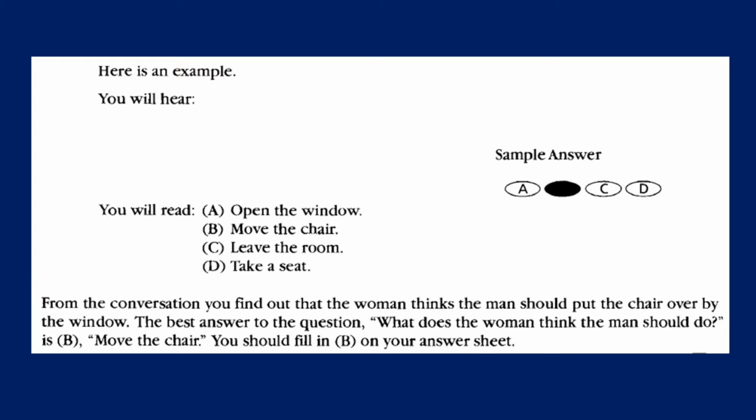From the conversation, you find out that the woman thinks the man should put the chair over by the window. The best answer to the question, what does the woman think the man should do, is B. Move the chair. You should fill in B on your answer sheet.